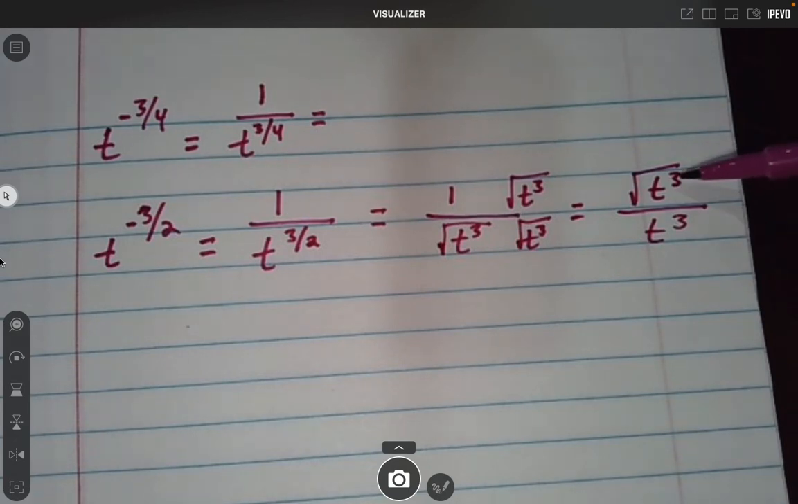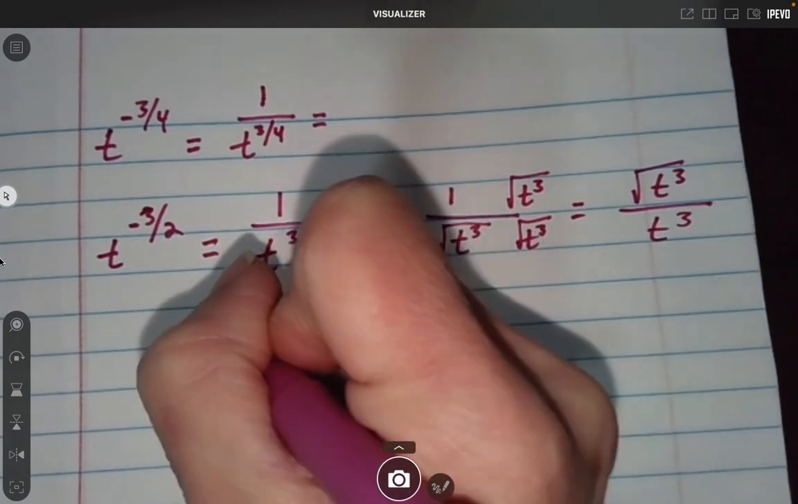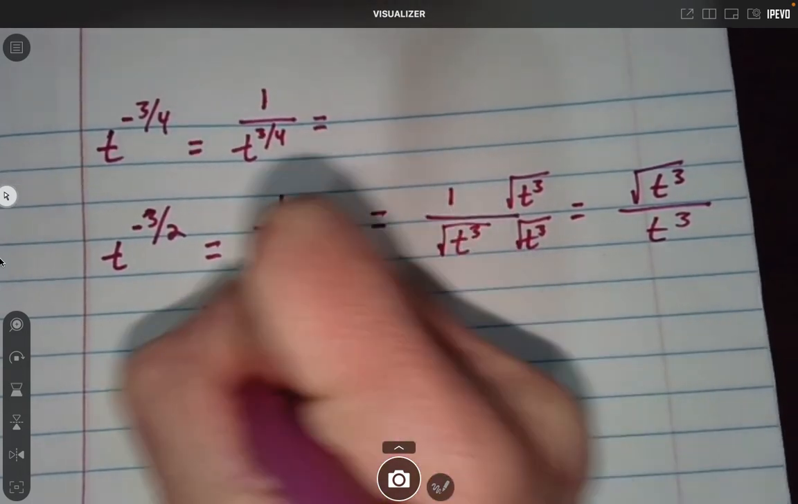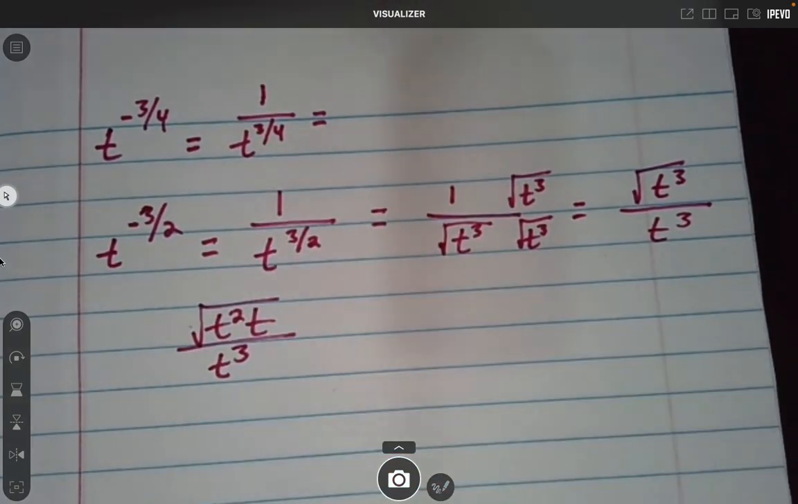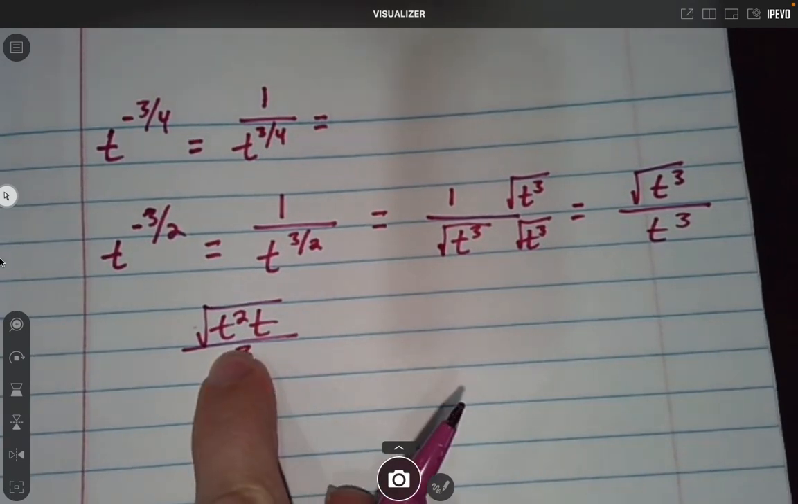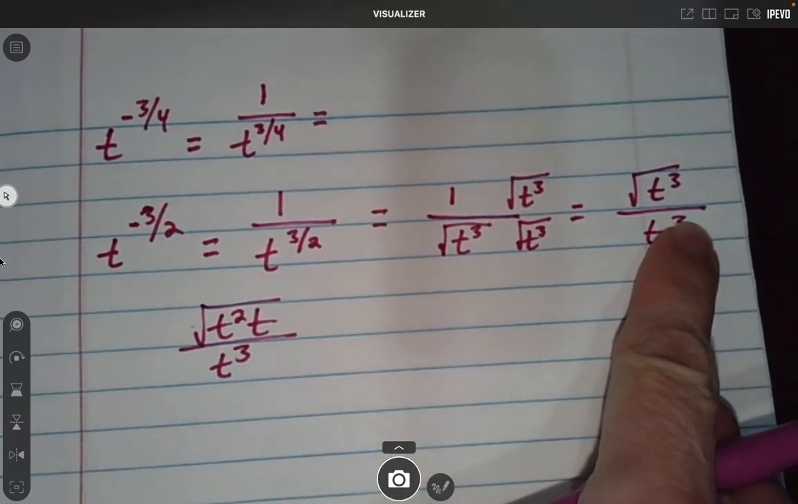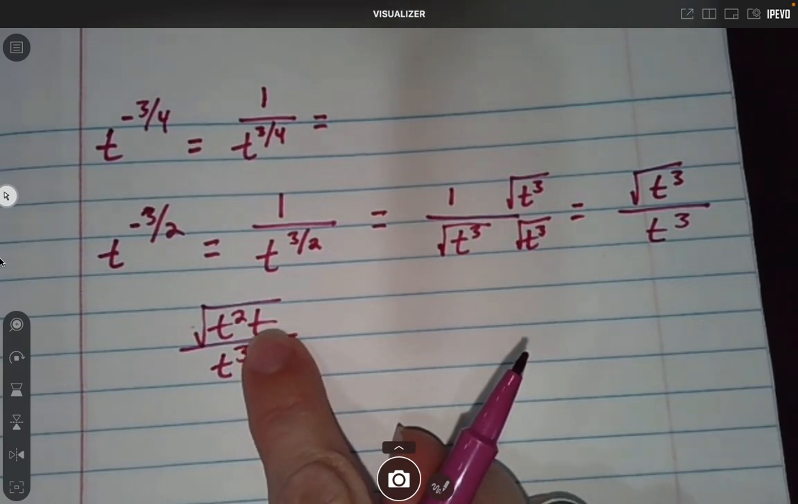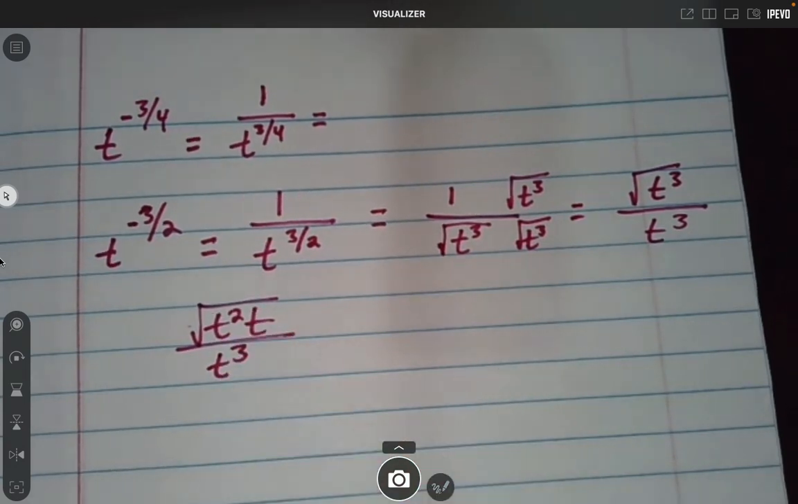When this number inside is bigger, I can pull some of them out. So she's saying, okay, it's going to be 2 t's and 1 t. Does everybody understand that that's still t to the third? Now we're going to pull that outside.